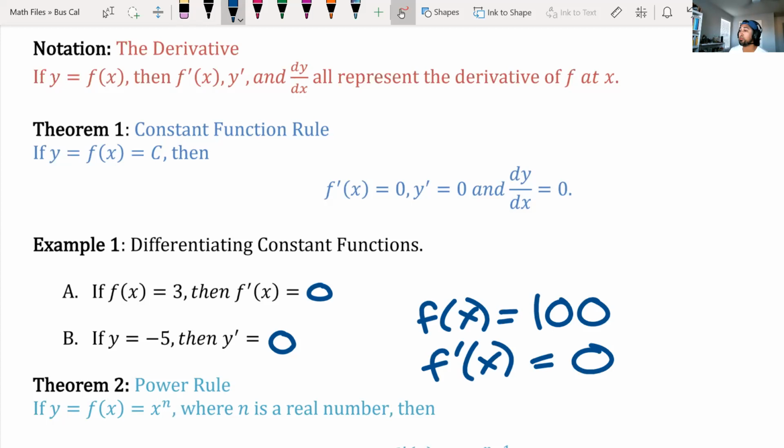Can you show us an example of where it will not be 0? Yeah, that's coming up next.